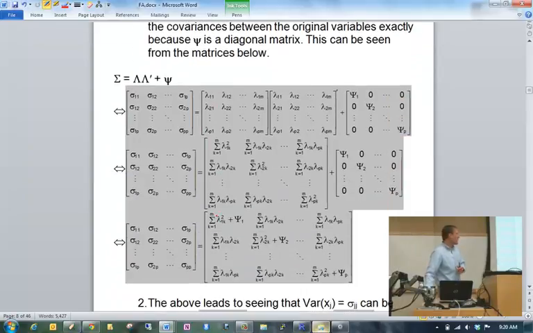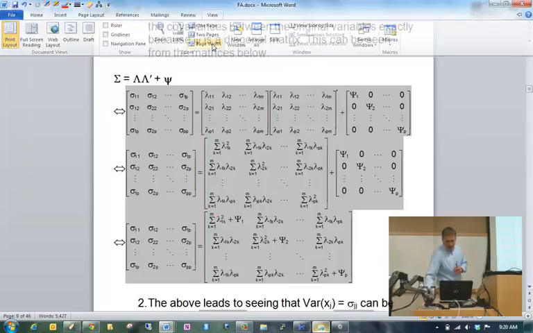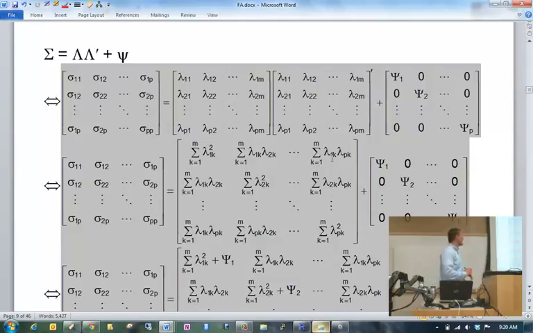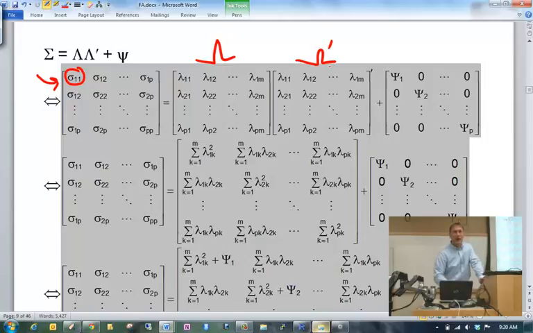Okay. So let's take a closer look at what this looks like then. And what I did was I actually tried to write everything out. So here's my covariance matrix on the left side. Sigma 1,1 is the variance for x1. Sigma 2,2 is the variance for x2, and so on. Sigma 1,2 is the covariance for x1 and x2. Here's my lambda matrix written out, and then lambda prime, and here's my psi matrix.